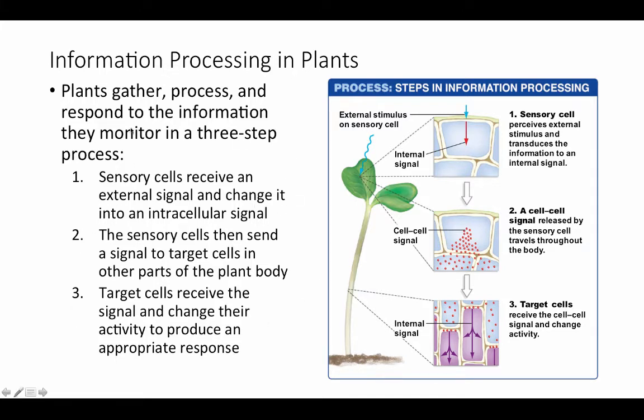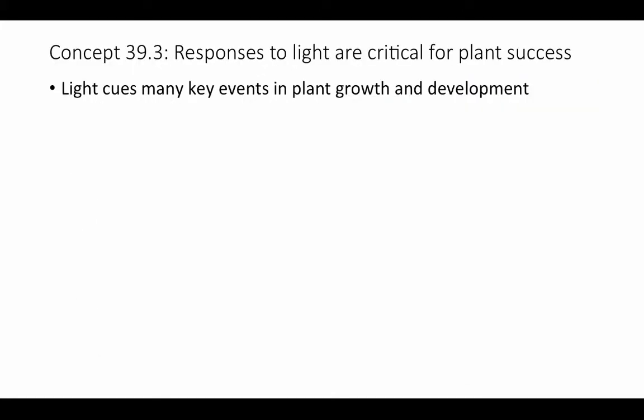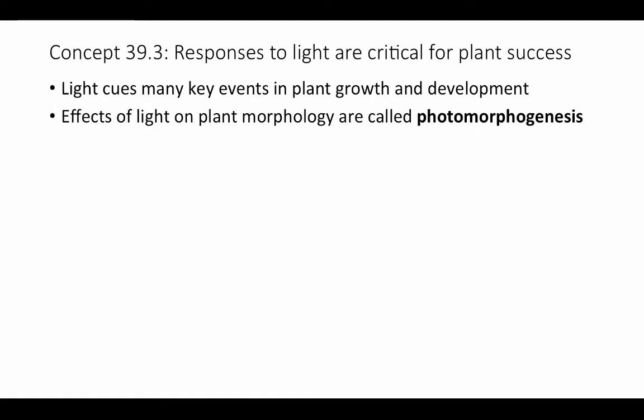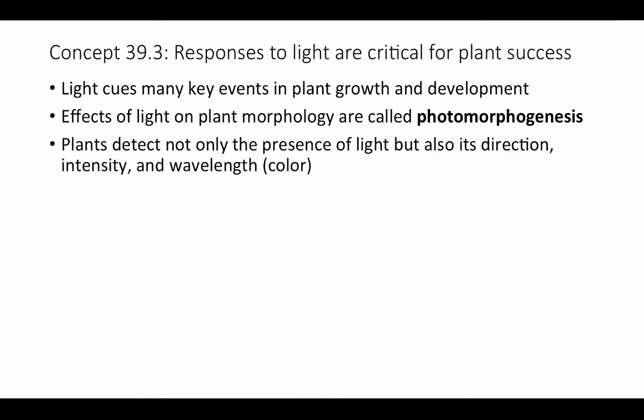Now we're going to think a little bit more about how plants sense their environment, how factors in their environment cause them to change in some way. The most important environmental factor that plants respond to is light. Light cues many key events in plant growth and development. The effects of light on plant morphology are called photomorphogenesis. So these are changes in the plant's structure and its body in response to changes in light. Plants detect not only the presence of light, but also its direction, intensity, and wavelength.